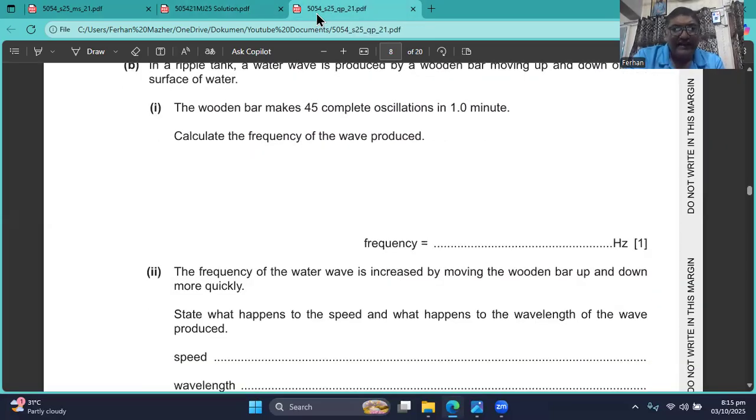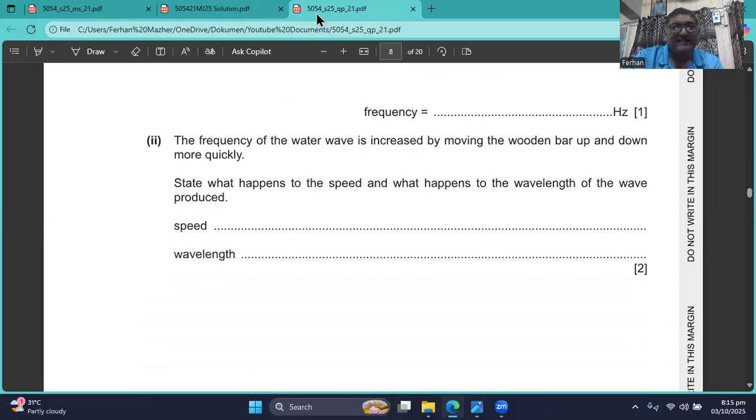So question number 5B and its second part. It says the frequency of the water wave is increased by moving the wooden bar up and down more quickly. State what happens to the speed and what happens to the wavelength of the wave. You see, when the water wave is traveling, the speed of the wave depends upon the depth of the water. If the depth of the water changes, the speed will change. Because here the depth of the water is not changing, the speed will remain constant, so the speed will not change. But the wavelength will change.